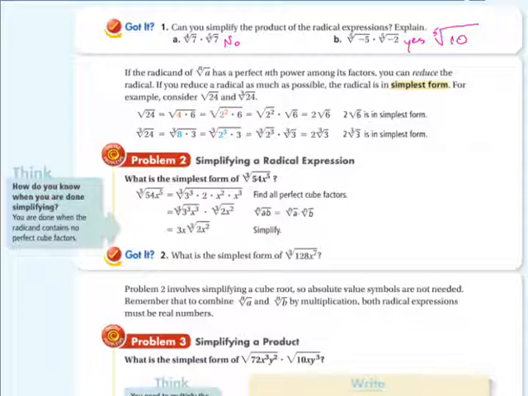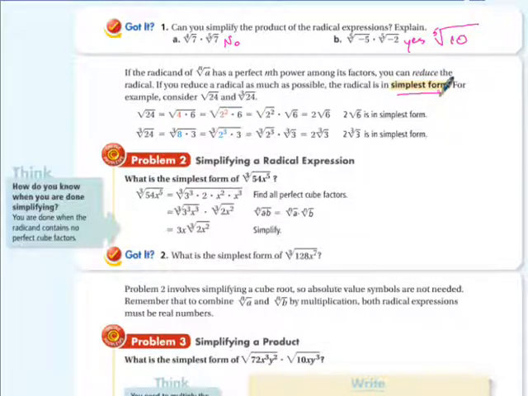All right, you've unpaused. Hopefully you said no to the first one, and yes to the second one: multiply -5 times -2, and get 10, and it's the 5th root of 10. Easy as that. Alright, let's take a look here. If the radicand of the nth root of a has a perfect nth power among its factors, you can reduce the radical. If you reduce the radical as much as possible, the radical is in simplest form.